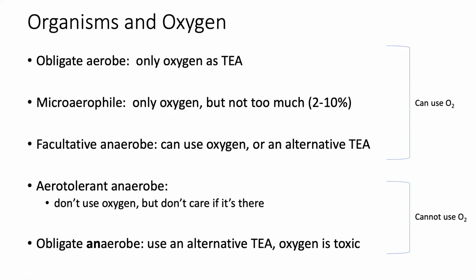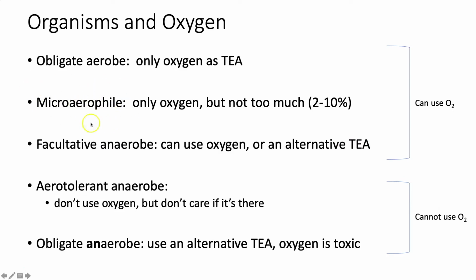Lots of bacteria are obligate aerobes. That means they can only use oxygen as their terminal electron acceptor. Now, we also know that there are facultative anaerobes. Those can use oxygen, or they could use something else. They can use an alternative terminal electron acceptor. It turns out there are these creatures called microaerophiles.